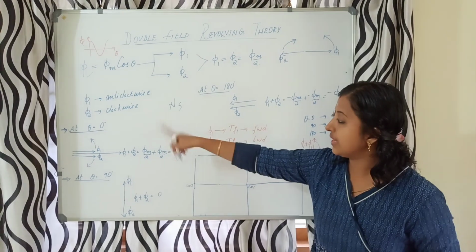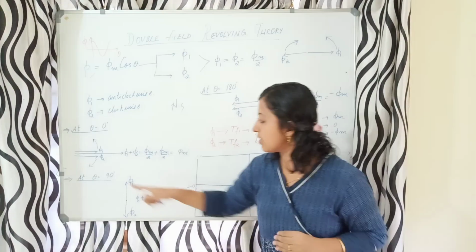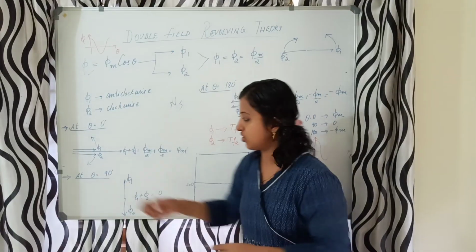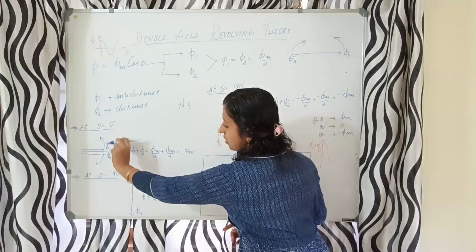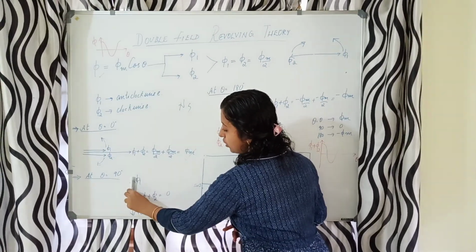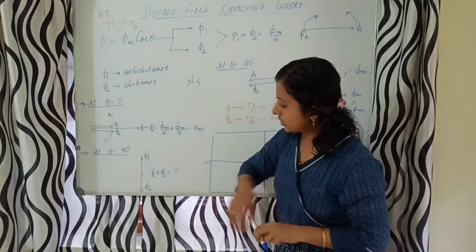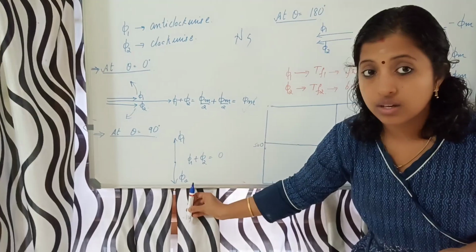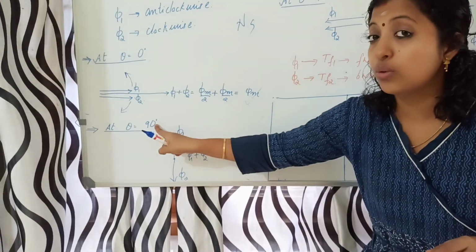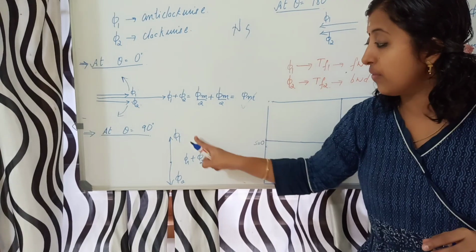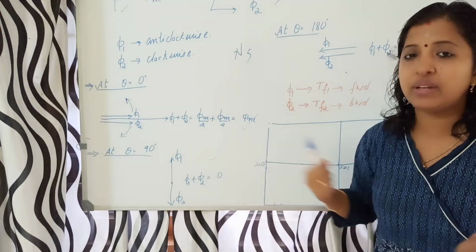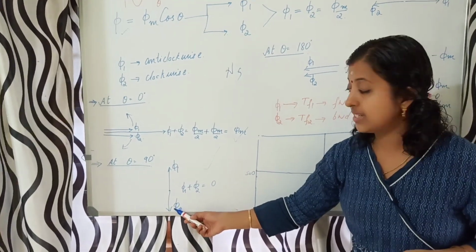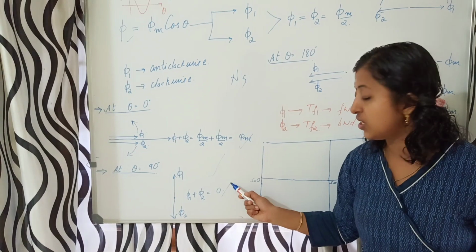Again, I am rotating these vectors by 90 degrees. That is, phi 1 is rotated in anti-clockwise direction and phi 2 is rotated in clockwise direction. Phi 1 rotates 90 degrees and attains a new position, and phi 2 is rotated 90 degrees and attains the position here. So at the instant of theta equal to 90 degrees, what will be the resultant phi 1 plus phi 2? Two equal vectors acting exactly opposite, so the resultant will be 0.